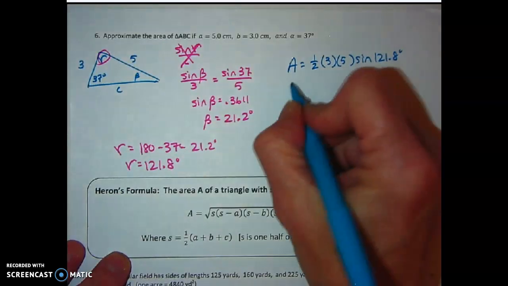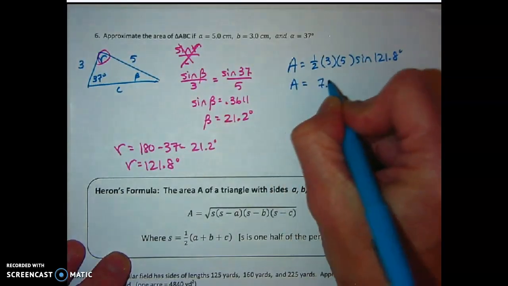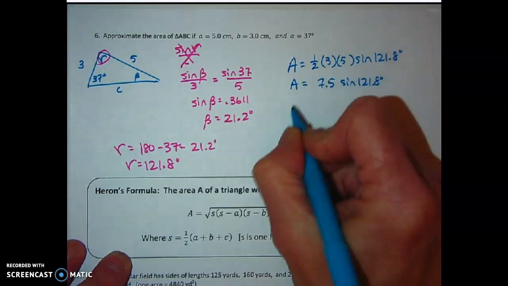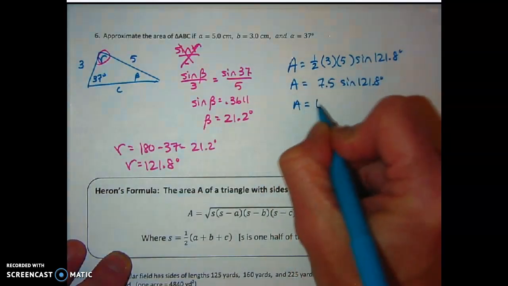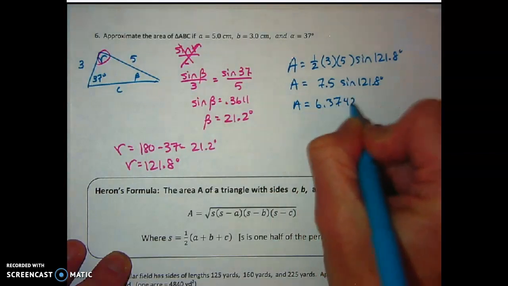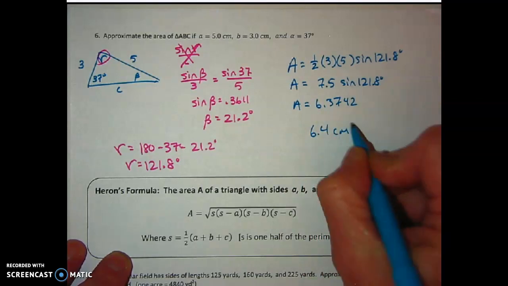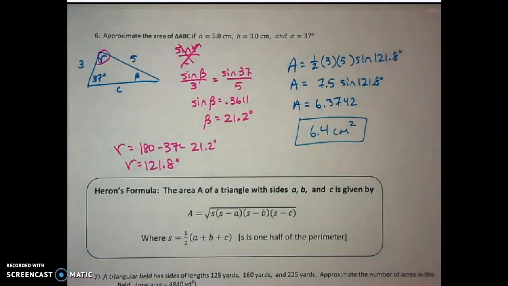Plugging those in, I can see that the area is going to be 7.5 times the sine of 121.8. And plugging that into my calculator, I get 6.3742. So I could approximate the area of this triangle as 6.4 square centimeters.